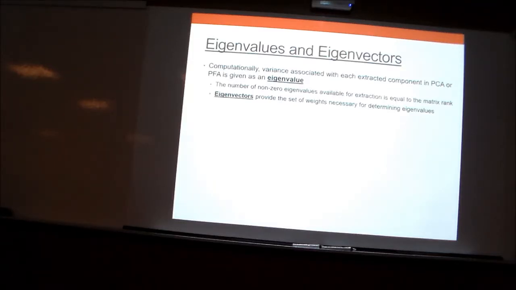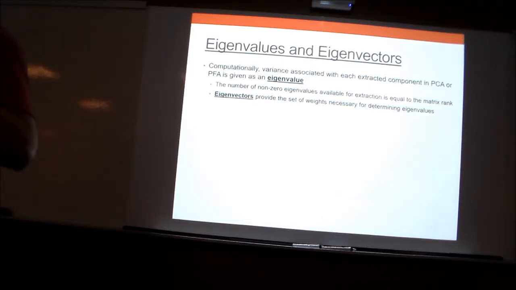The variance associated with each extracted component in your PCA or PFA is given as your eigenvalue. So when we take a look at your SPSS output, you'll have eigenvalues. This is your unit of variability, variance or covariance, that's accounted for by your first component. Your second eigenvalue is the package of variability that's attributable to your second component, and so on and so forth. Okay.